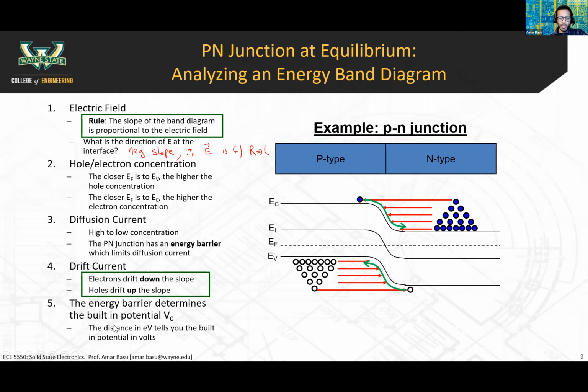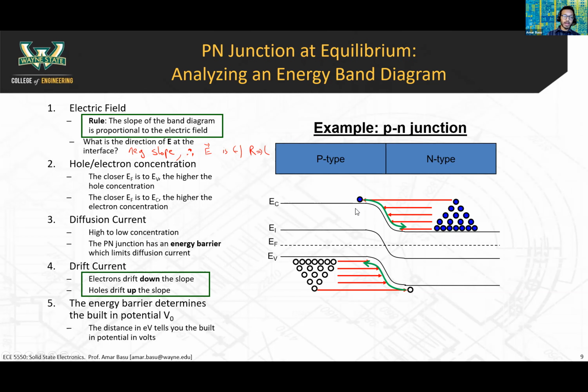Now, the fifth bullet point is that this energy barrier determines the built-in potential of a diode. Some of you are not electrical engineers, so you may not know this, but those of you who are may recall, what is a typical built-in potential of a diode? About 0.7 volts, that's right. This is where that 0.7 volts comes from.